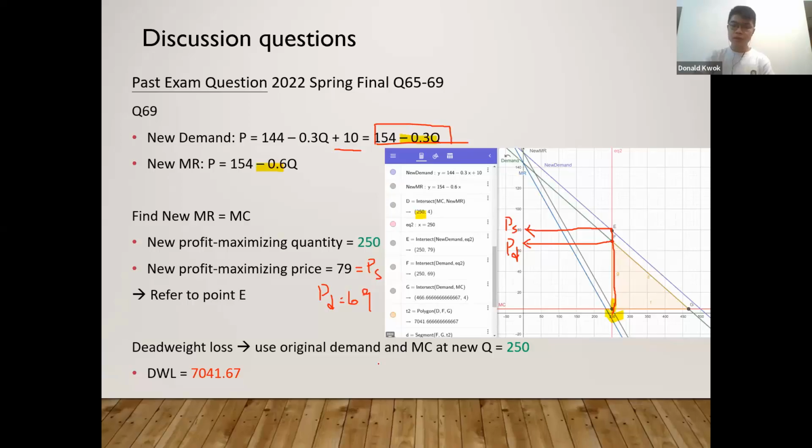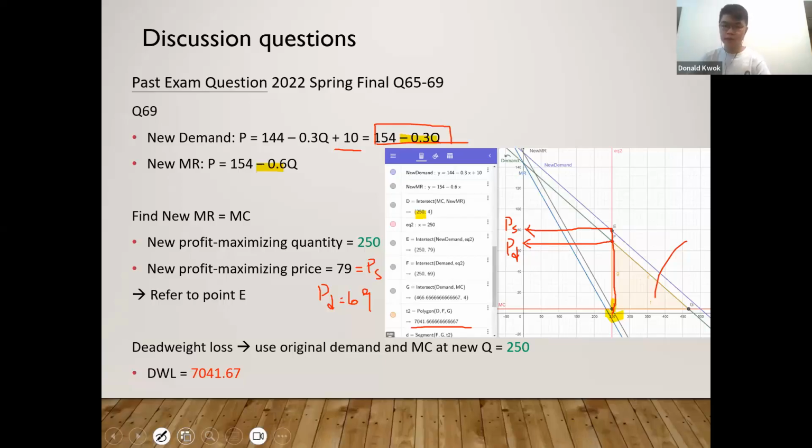All right, so this is about the profit maximizing quantity and price. So how can we find out the area of deadweight loss? It is simply the area constrained by the original demand and the marginal cost at the new quantity, 250. Using the polygon function in GeoGebra, you can find out the area correspondingly, the orange triangle here. The deadweight loss is 7,041.67.